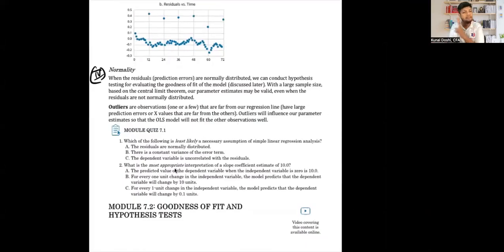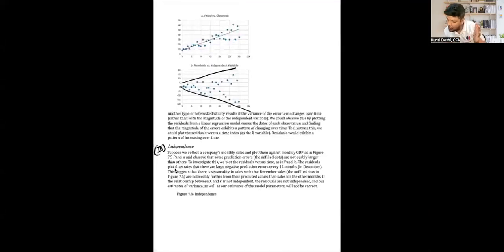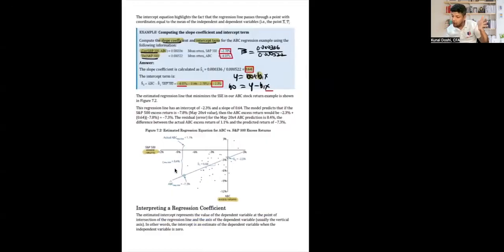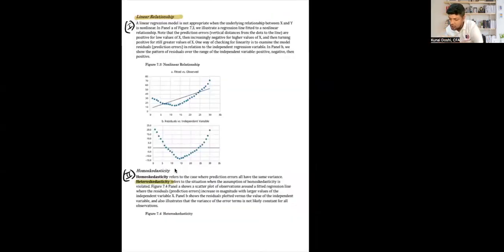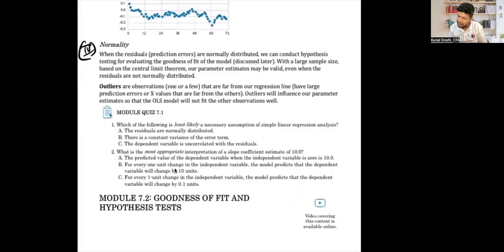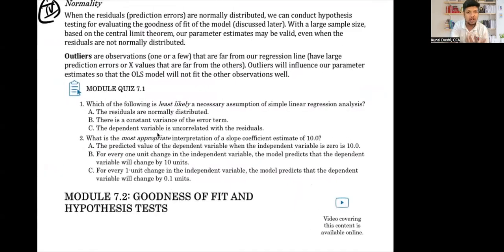That's it. These 4 assumptions will be tested in your exam. I will tell you how they are tested. Until now we've covered all this, and now see what exactly questions will appear in the exam, very similar to what we've discussed. See this. First, which of the following is least likely a necessary assumption of simple linear regression? The residuals are normally distributed. Yes, that is correct, assumption number 4. Second, tell me guys, there is a constant variance of error. The error should be constant. I told you it should not increase or decrease.